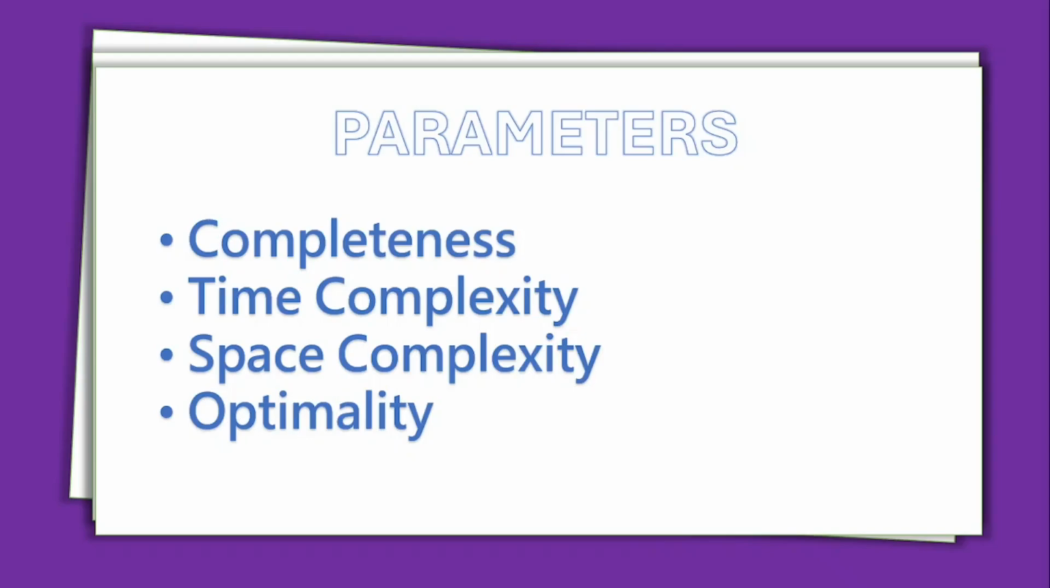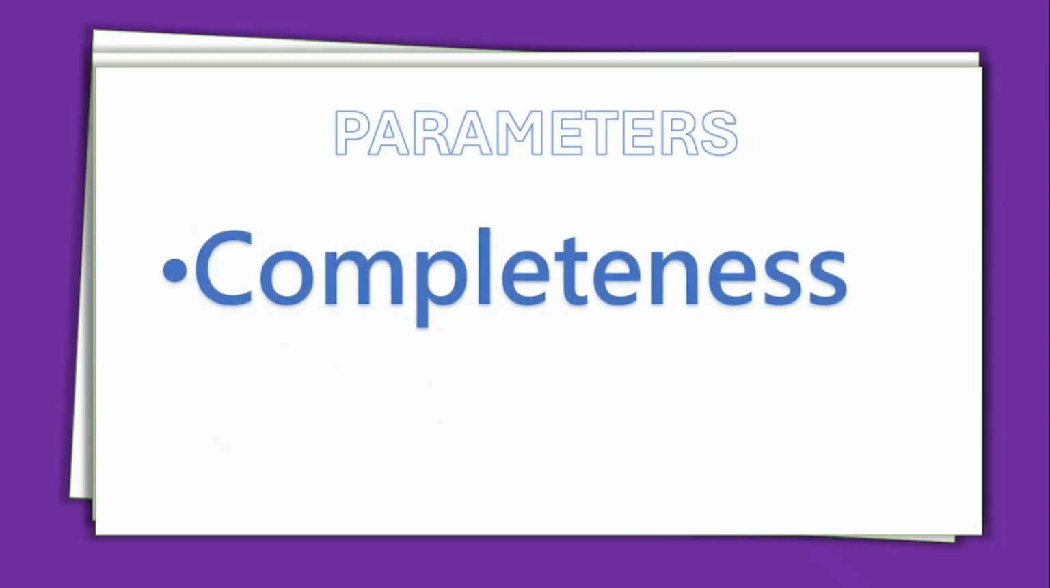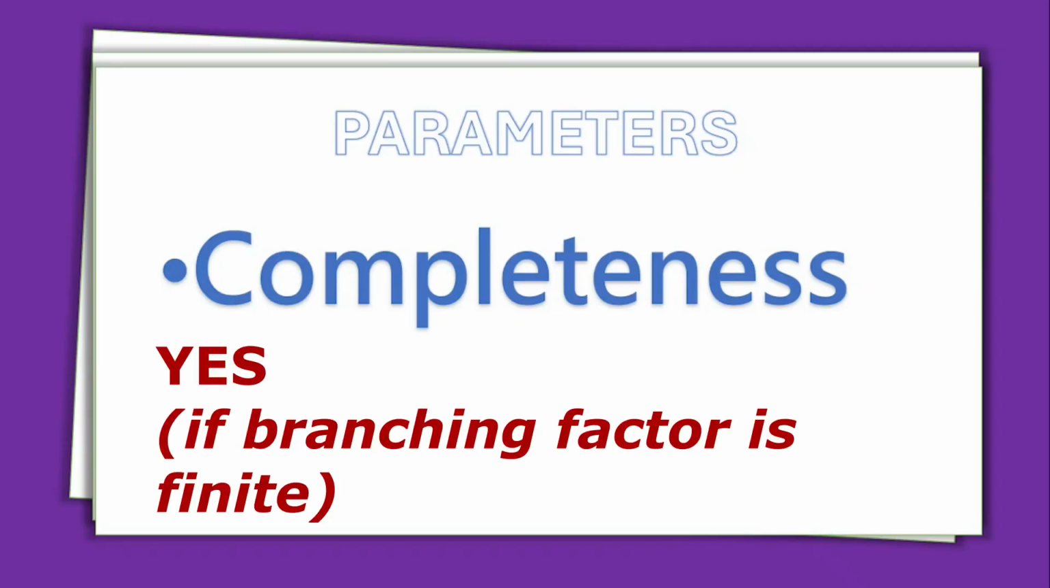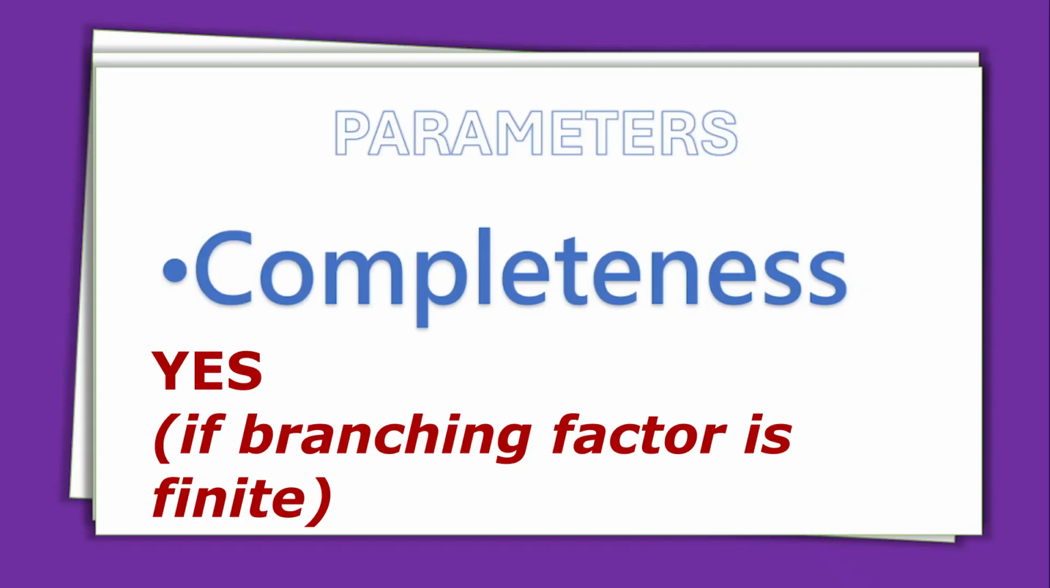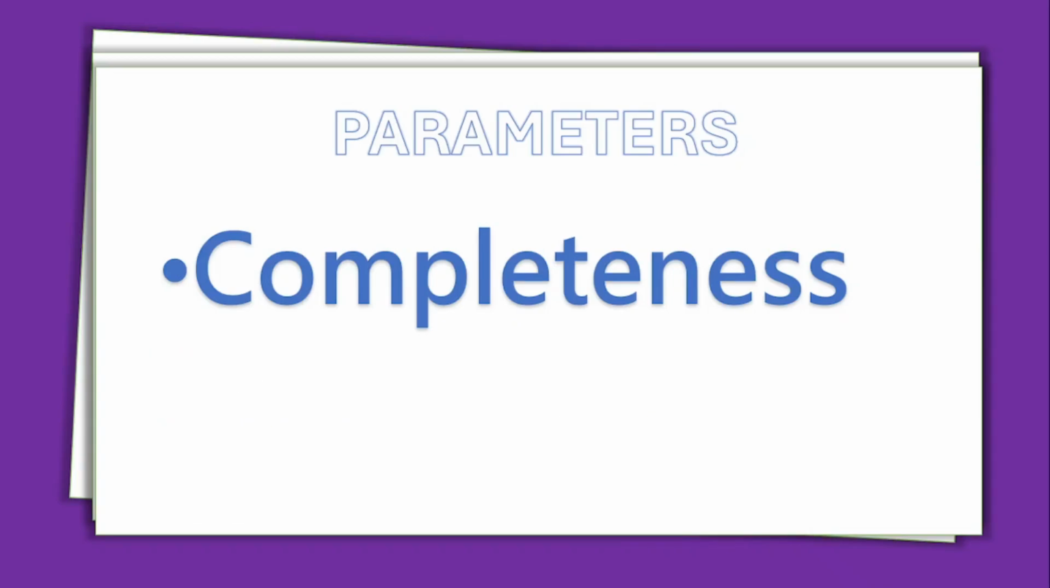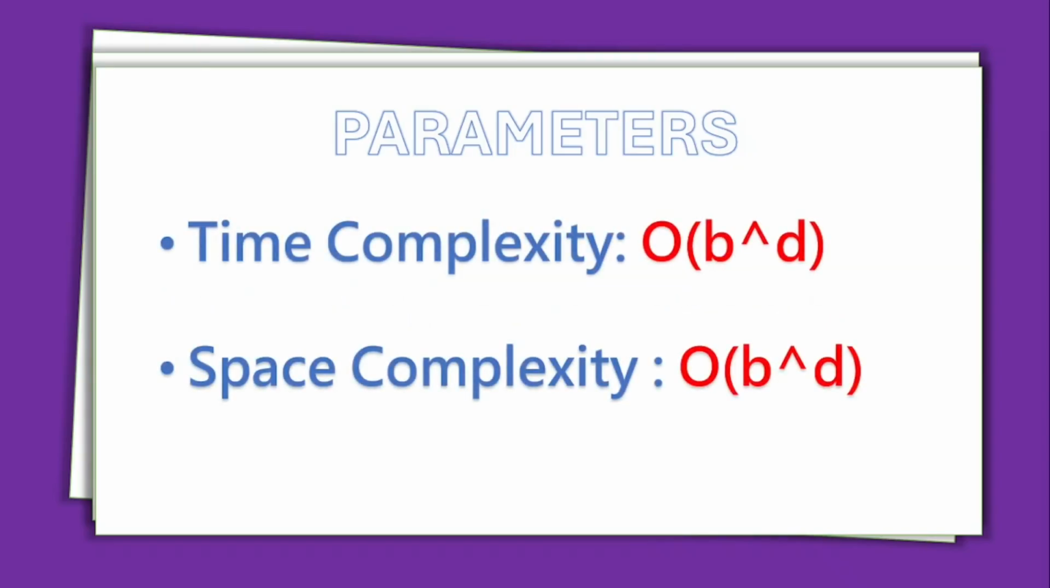So first, let's talk about completeness. Completeness means that if there exists a solution, will BFS be able to find that? So the answer is yes, if the branching factor b is finite. After completeness, let's now look at the other two parameters, which are time complexity and space complexity.